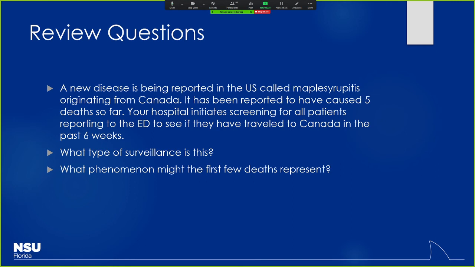Now, what phenomenon do you think these first few deaths actually represent? We talked about the phenomenon there. It's like the first few really high profile deaths that really perk everyone's interest a little bit, or make them more likely to screen for this sort of thing in other patients. Remember, we call that the ice... Yeah, there you go. The iceberg phenomenon, if you recall.